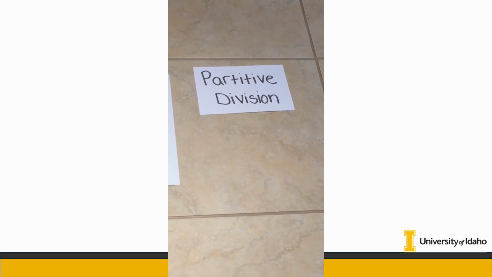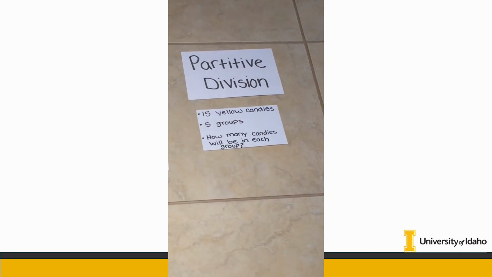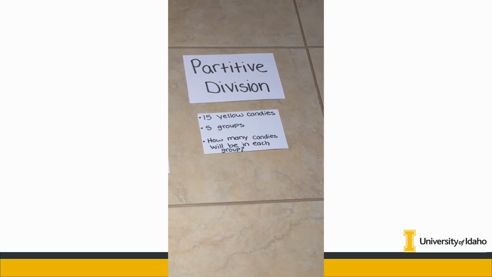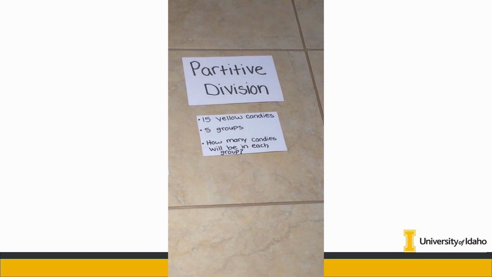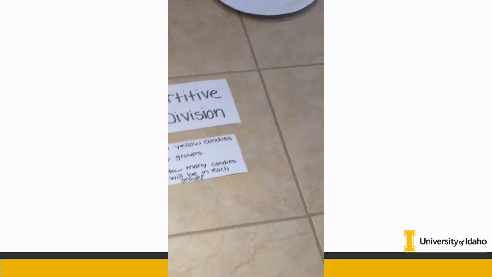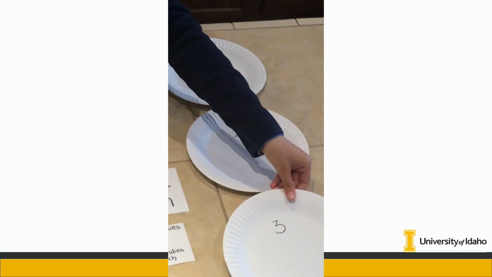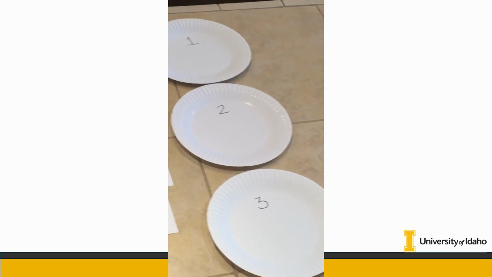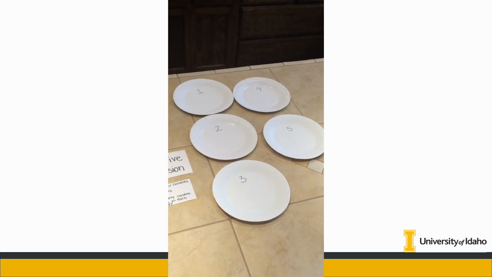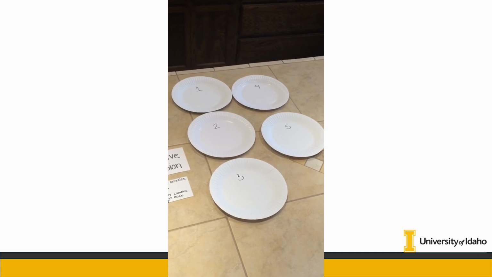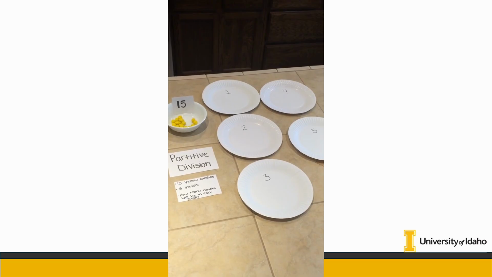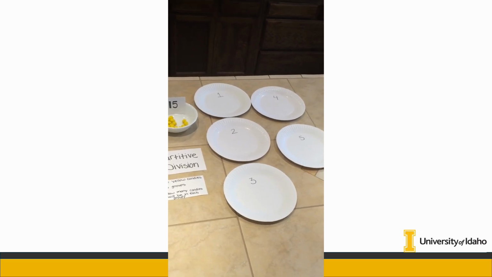So to begin, we are going to start with 5 groups and 15 yellow candies. How many candies will be in each group? I'm going to be using paper plates as our groups. So I'm going to have 5 groups, 1, 2, 3, 4, 5. So there's our 5 groups. And I'm going to have 15 yellow candies. And I'm going to put these 15 candies into the 5 groups we have, and we're going to figure out how many are in each.